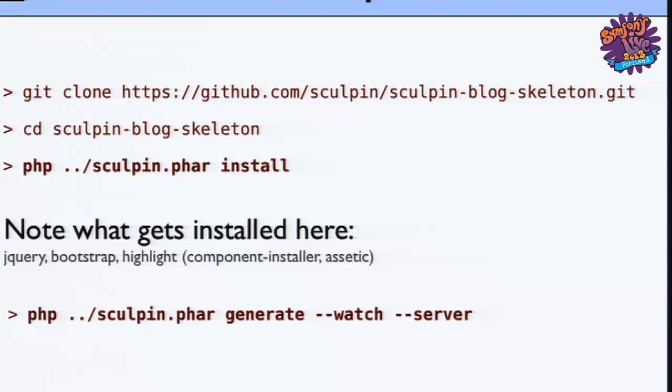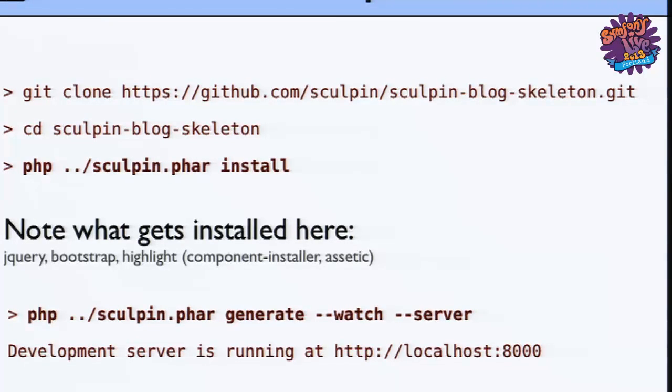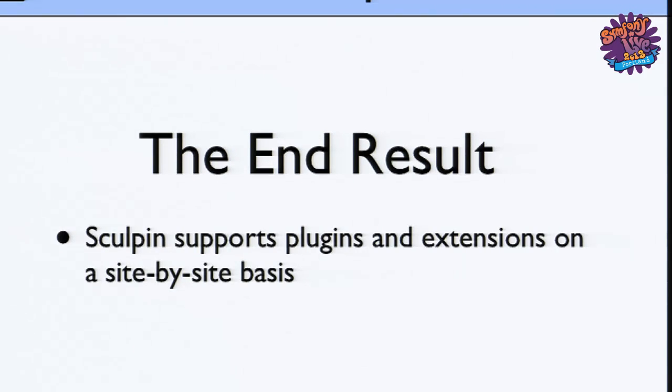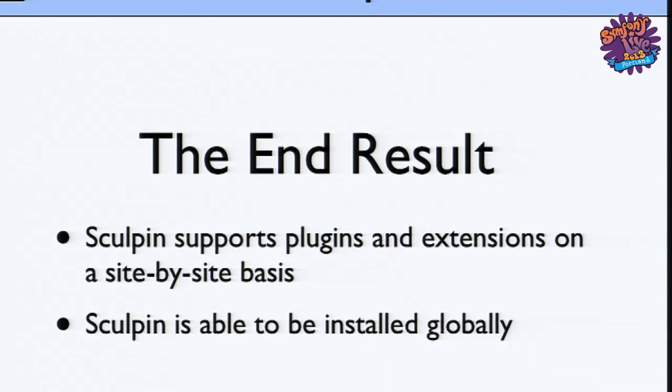Run generate, watch and serve, and you get the website exactly like you would expect. Quit the server by doing Control-C, and go back and clean up your directory if you want to. The end result is that Sculpin supports plugins on a site-by-site basis, which was the first requirement. My website had different dependencies than the other website, and they played nicely. Sculpin worked exactly as expected, and it didn't involve completely solving everything and installing all of Sculpin and its dependencies, which means that Sculpin was able to be installed globally. So it sort of fit both.